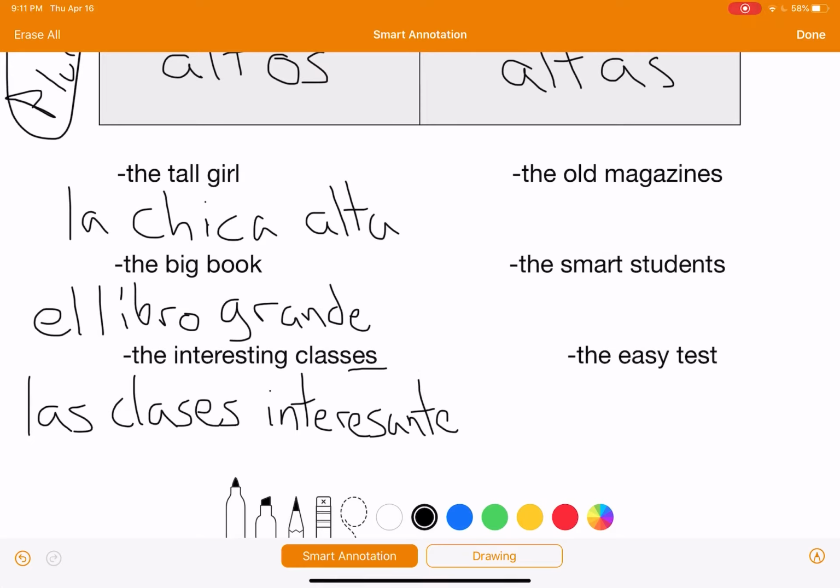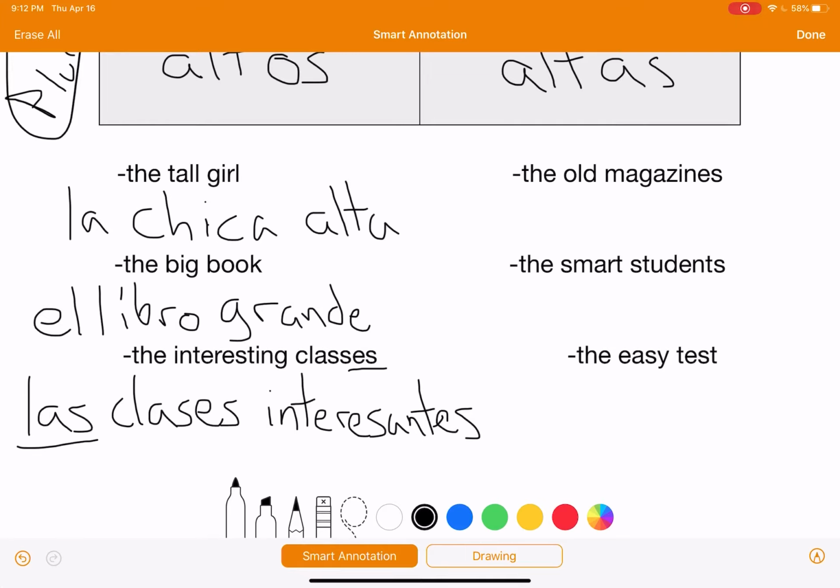Okay, however, this right here, interesante, does not match las clases, not yet. Now, interesante ends in the letter E, meaning I can't change its gender. I can't make it masculine or feminine. It's going to stay as interesante, but I can change the number. Okay, I can make this word plural, and because we're talking about multiple classes, I have to make sure that I make this plural. Okay?